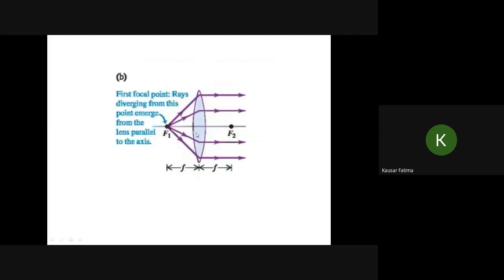Here the rays are coming from the principal focus. After passing through the lens, these rays become parallel. In the same way, for rays which are parallel to each other, the path will be reversed: parallel rays will come towards the focal point.